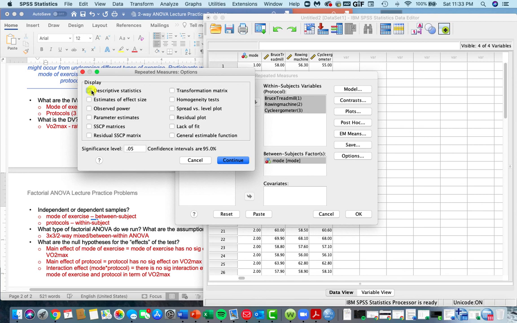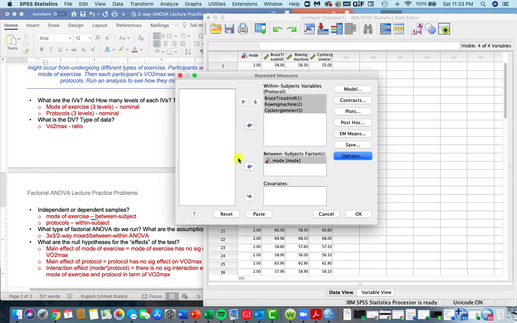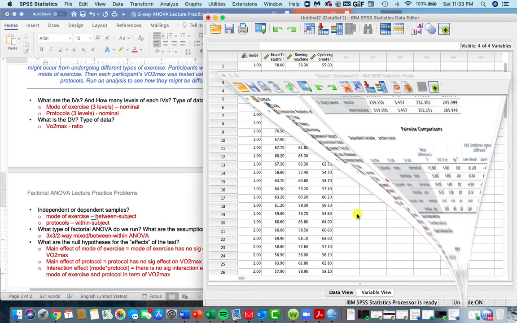And then in our options, again, descriptive statistics, we definitely need homogeneity tests because we have a between subject variable. If you do not have a between subject variable, you don't have to click this box. Okay, but that's not the case for this example.